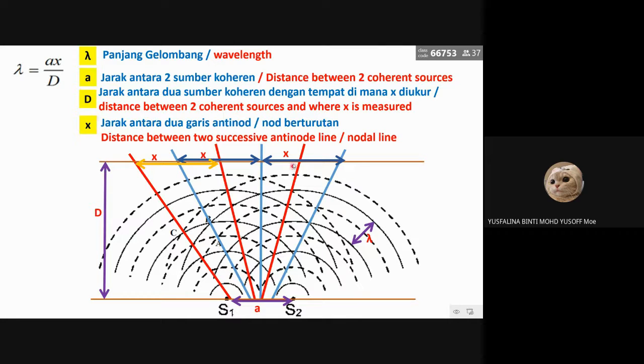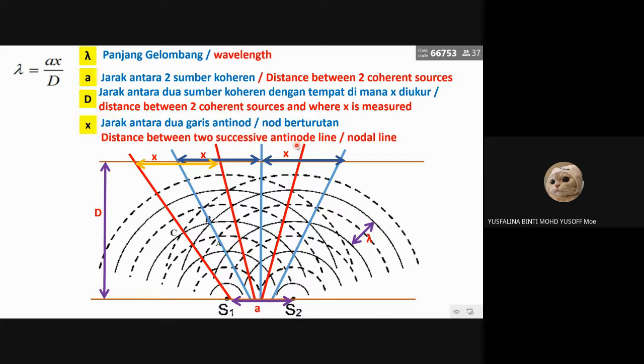So what is the antinode line? The antinode line is where you underline all the points where constructive interference occurs. When you underline all those points, they become one straight line. That line we call the antinode line. So when it becomes one line like that, you call it an antinodal line.